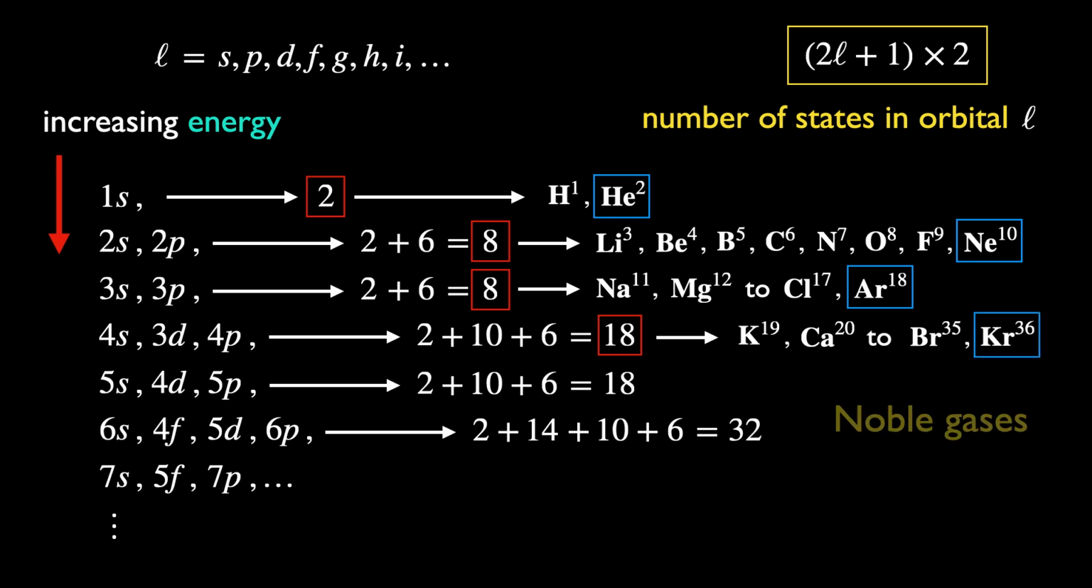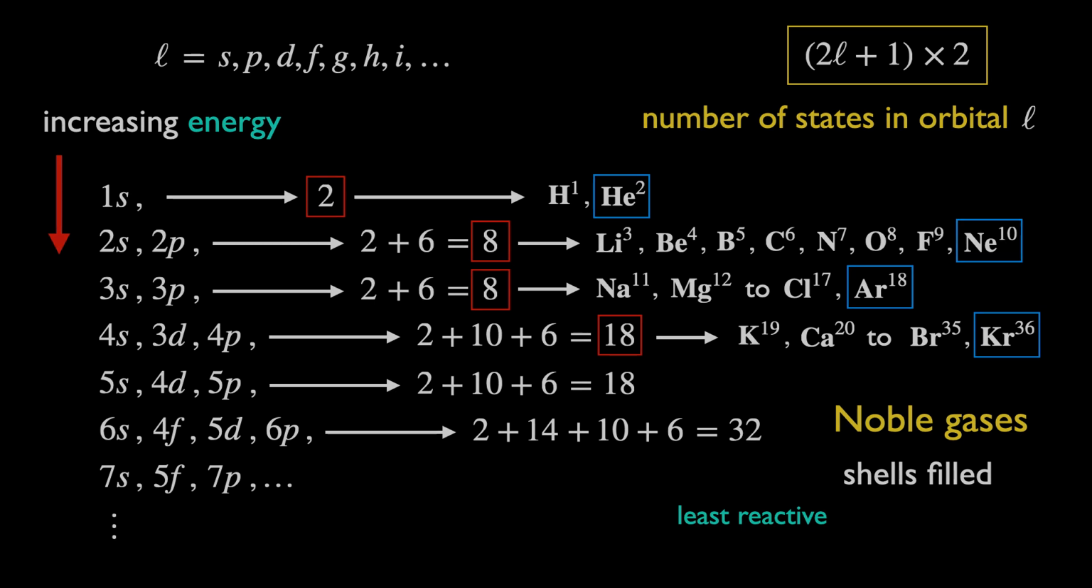Elements with all full shells are a group of inert gases known as the noble gases. These elements are the least reactive because the electrons in their outermost shells are more strongly bound to the atom due to the shells being completely filled. Let's see why this is so.